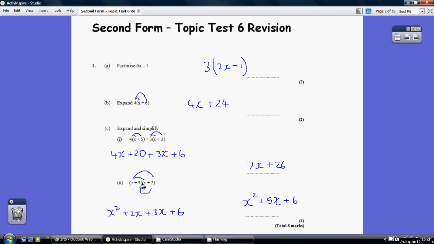Then we move on to the second term in the first bracket and multiply that by both terms in the second bracket. So 3 times x and 3 times 2, so 3x and plus 6.